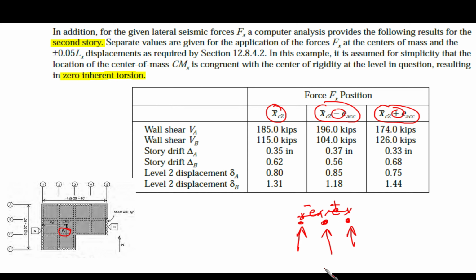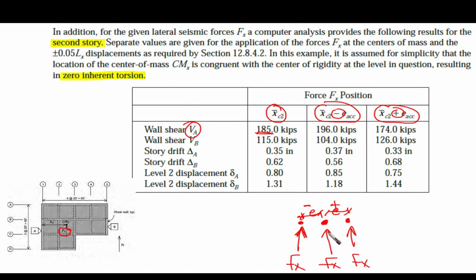So we are going to check the forces in three different places. This is Fx, this is the same Fx also, and this is Fx, but they are different cases. So the first case, when we apply Fx at the center of mass here without any kind of eccentricity, these are the information provided. For example, the wall shear VA, which is the shear at this wall A, was found to be 185.